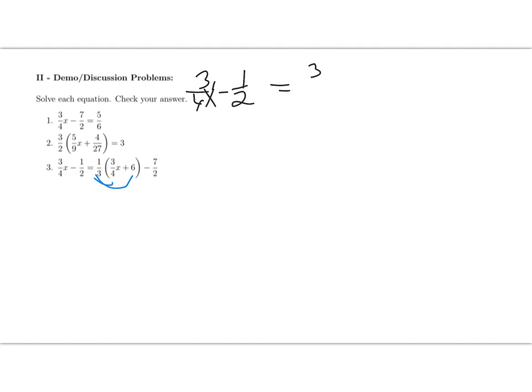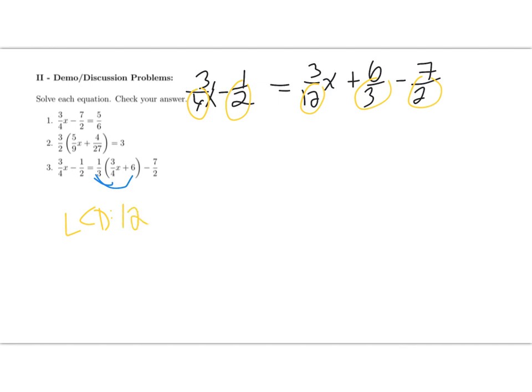1 times 3 is 3. 3 times 4 is 12. This is 3/12 x. I put the x along the side so that we know it's in the numerator a little better. Be careful. Make sure you're saying what you mean to say and writing what you mean to say. 6 times 1 is 6. And 6 divided by 1 is 6. So the denominator, 3 times 1 is 3. Then we have a 7 halves here. So now we need to find the LCD of 4, 2, 12, 3, and 2. The LCD in this problem is going to be 12. If you count by 2s, 3s, 4s, and 12s, the first number you're going to hit is 12.